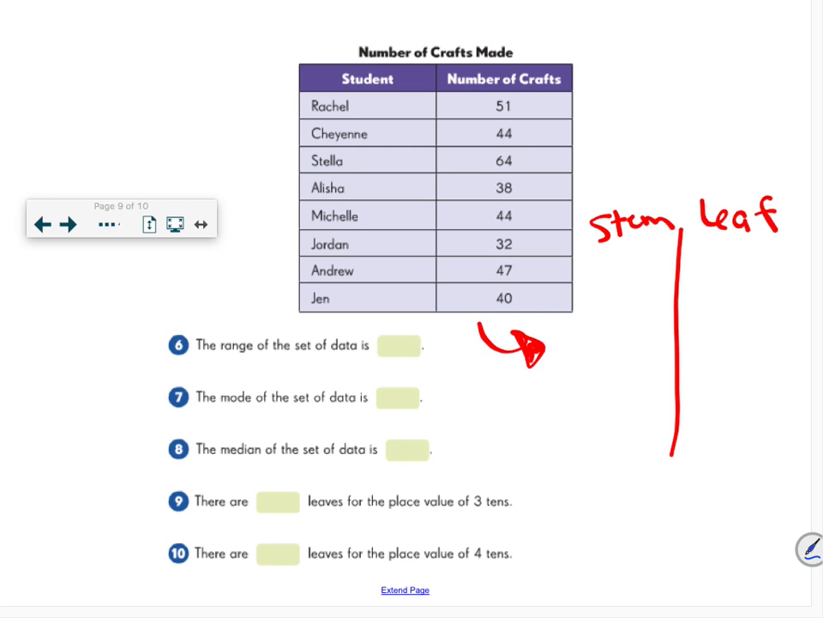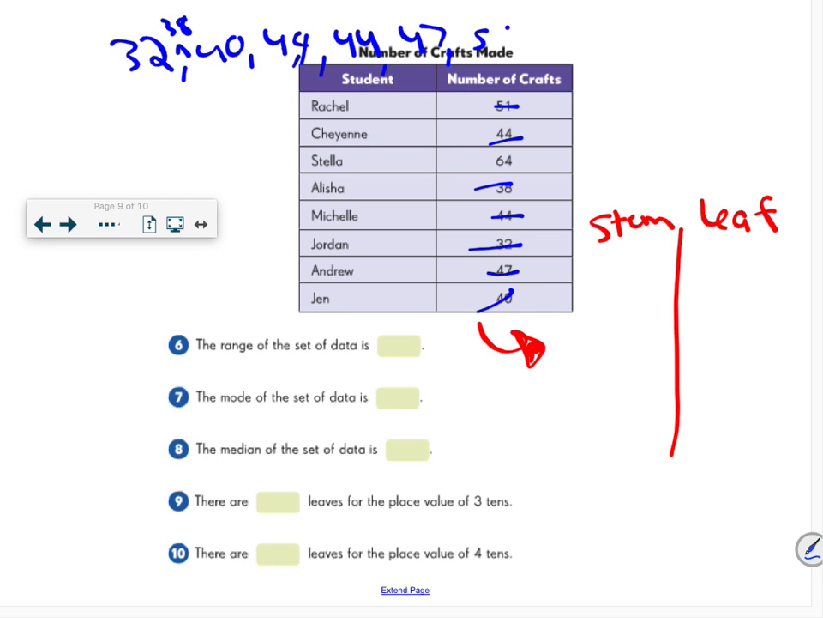We're going to make this into a stem and leaf plot. First, I order from least to greatest. So my least is 32. And then I have 38, 40, 44, 44, 47, 51, and 64. Oh, I forgot 38. And then I count. 1, 2, 3, 4, 5, 6, 7, 8. Okay. Now I can make my stem and leaf plot.